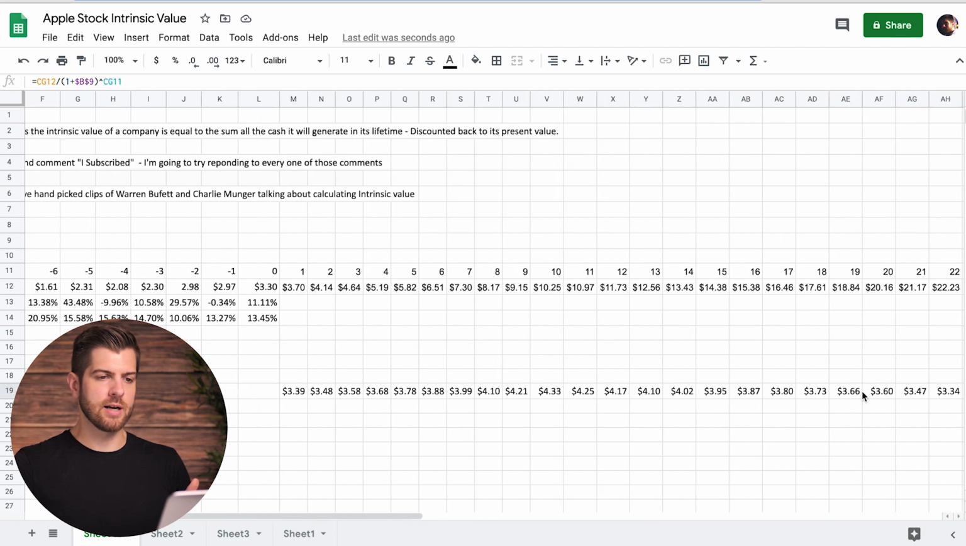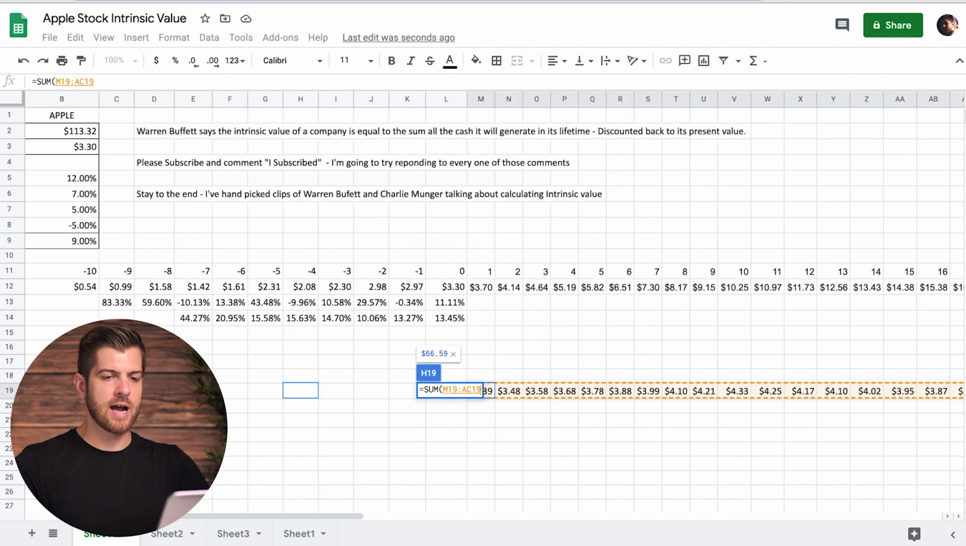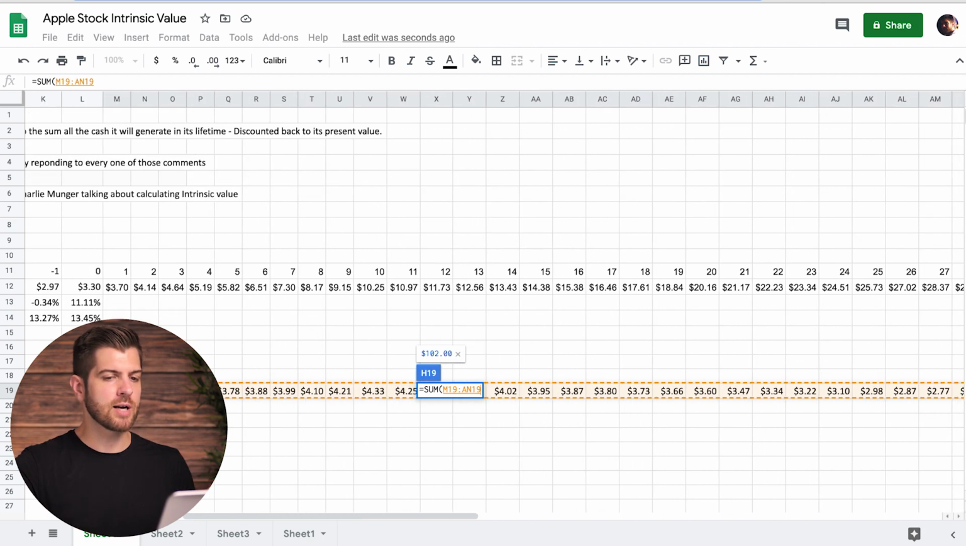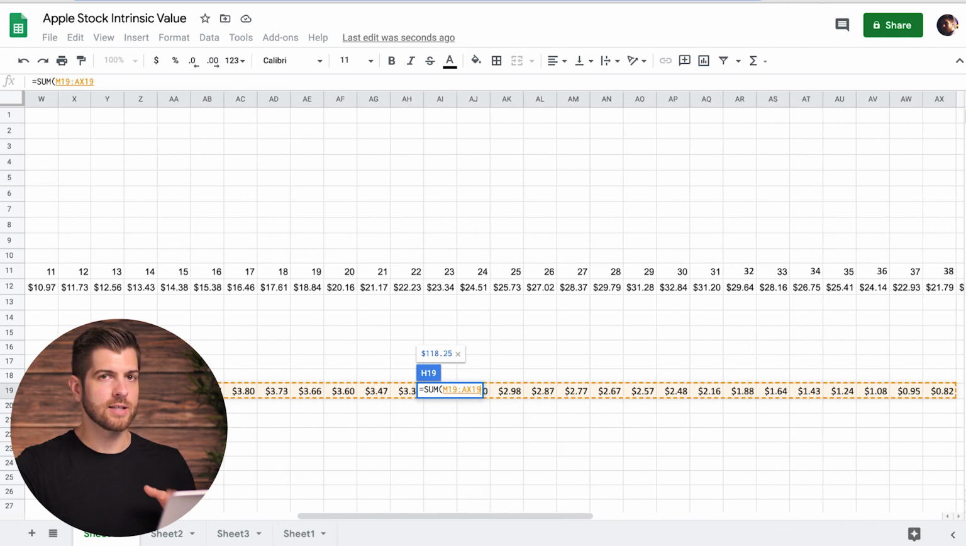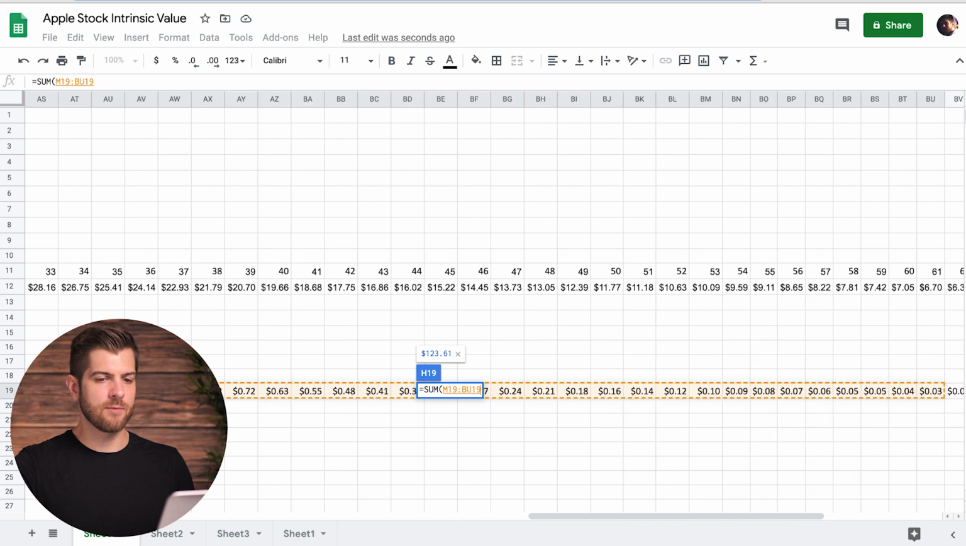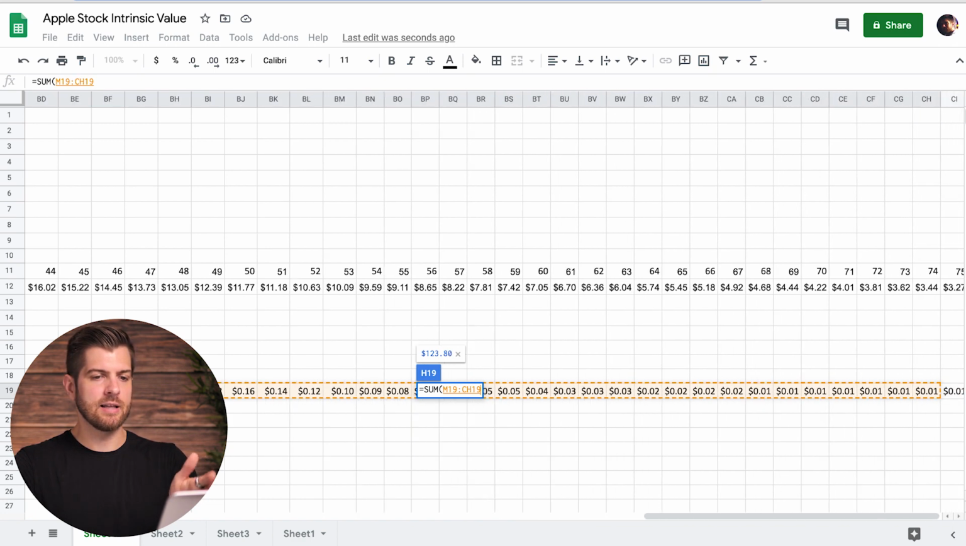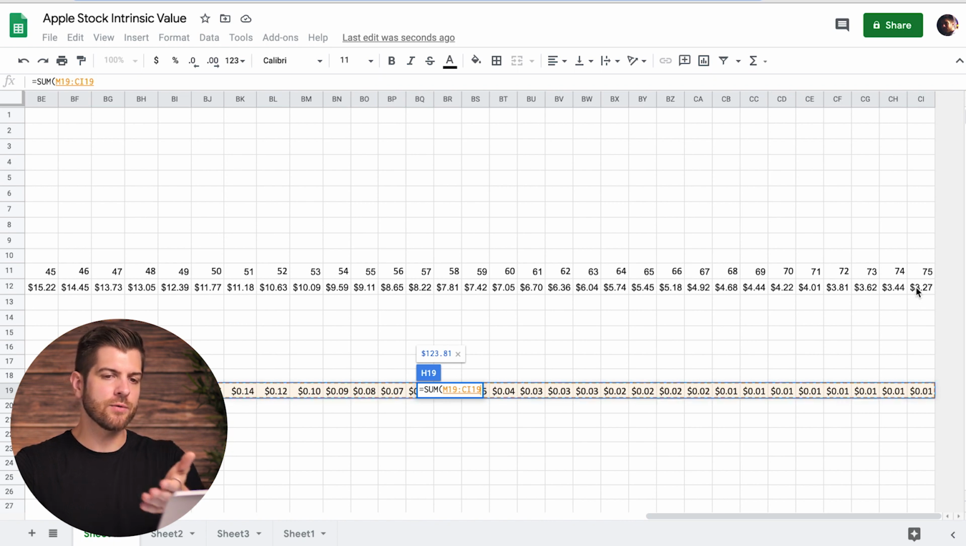So I'm going to go back to the beginning now, and basically what we can do is we can do a sum of all the future cash discounted back to its present value. Remember, that's the intrinsic value calculation. So we're just going to grab the sum of all of this money. And by the way, notice that in the later years, the present value of $3.27 is equal to a penny, or in this case, if I added more decimal points, they would be like a fraction of a penny.